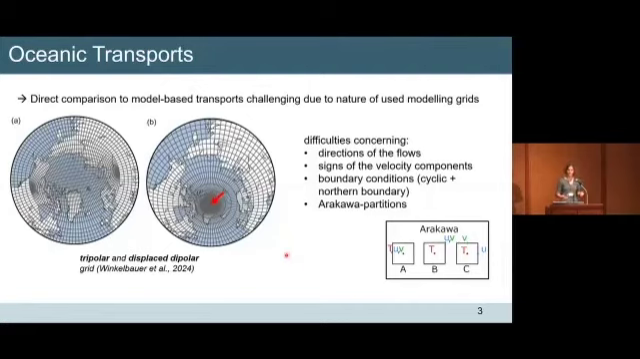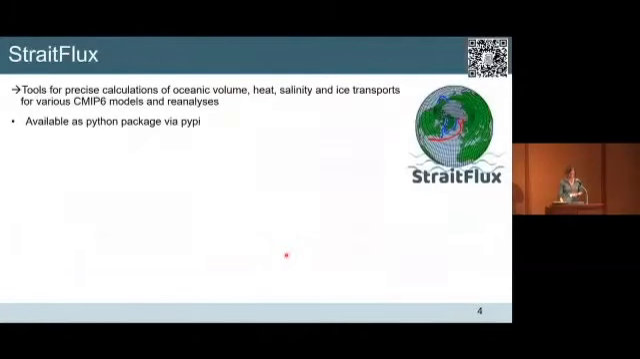And so when calculating transports from a large ensemble of models, for example, from CMIP6 or also a large ensemble of reanalysis, the transport calculations can be quite time-consuming, and therefore we've introduced StraitFlux, new Python tools for the precise calculation of volume, heat, salinity, and ice transports. They work on various modeling grids and were tested for a handful of reanalysis and a large ensemble of CMIP6 models.